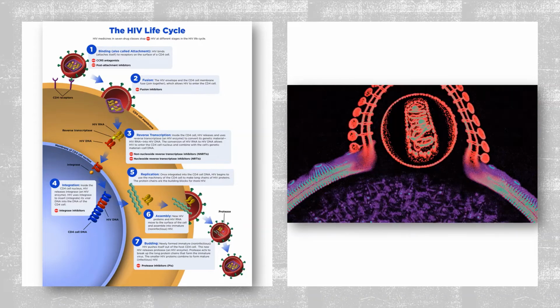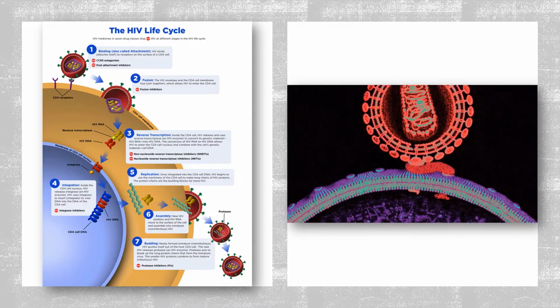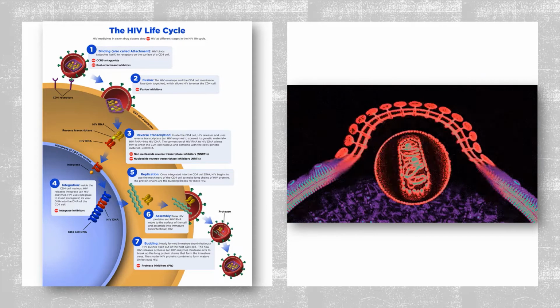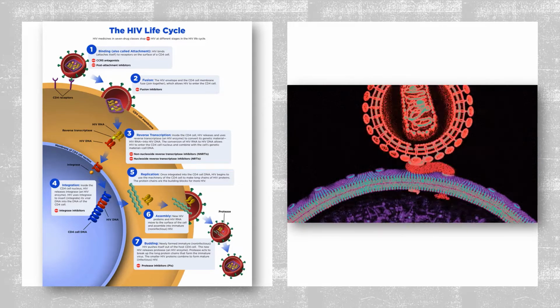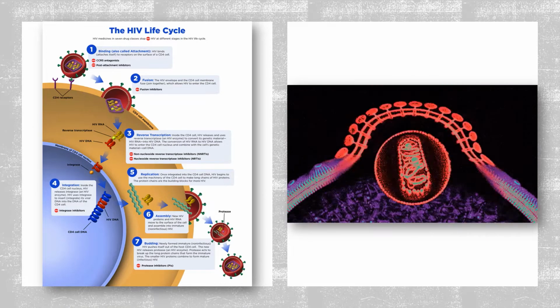Then new HIV proteins and HIV RNA move to the surface of the cell and assemble into immature or non-infectious HIV. And then there's going to be budding. So newly formed, immature, non-infectious HIV pushes itself out of the host CD4 cell. The new HIV releases protease, and protease acts to break up the long protein chains that form the immature virus. The smaller HIV proteins combine to form mature or infectious HIV.